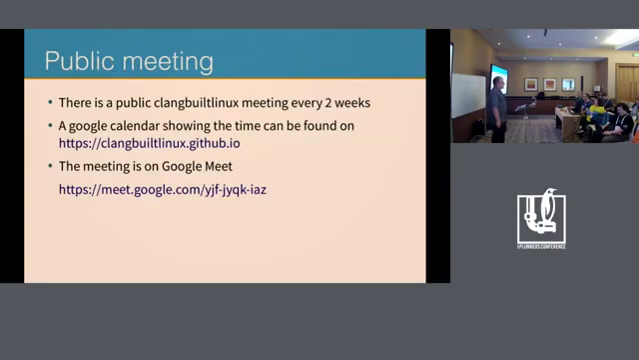The next thing worth noting is that there's a public meeting every 2 weeks. Essentially, there's a Google Meet that happens on a regular basis. There's a Google Calendar on the Clang Built Linux GitHub.io website that will tell you when those are. And indeed, this is the Google Meet video chat that happens every 2 weeks. At that time, essentially, all the appropriate people get on and talk. Everybody's welcome to be a part of that.